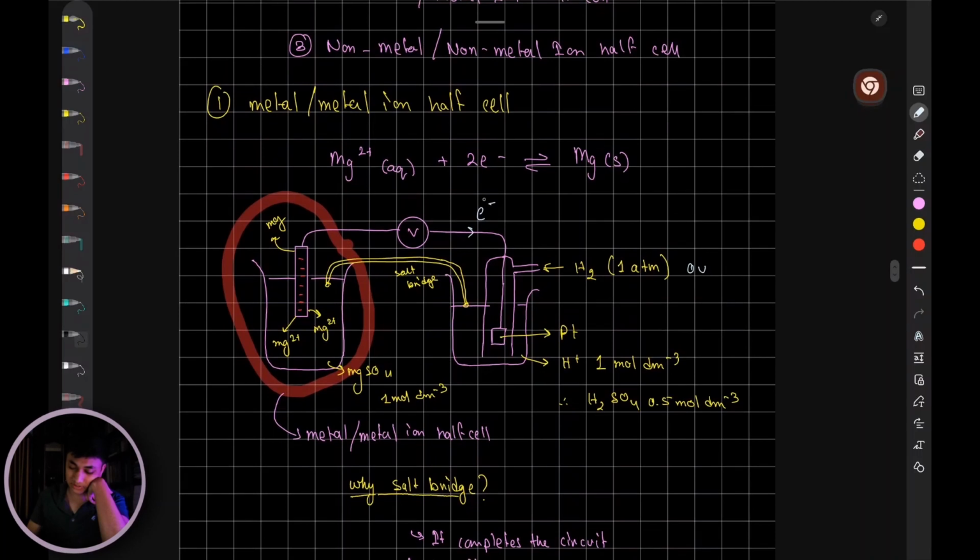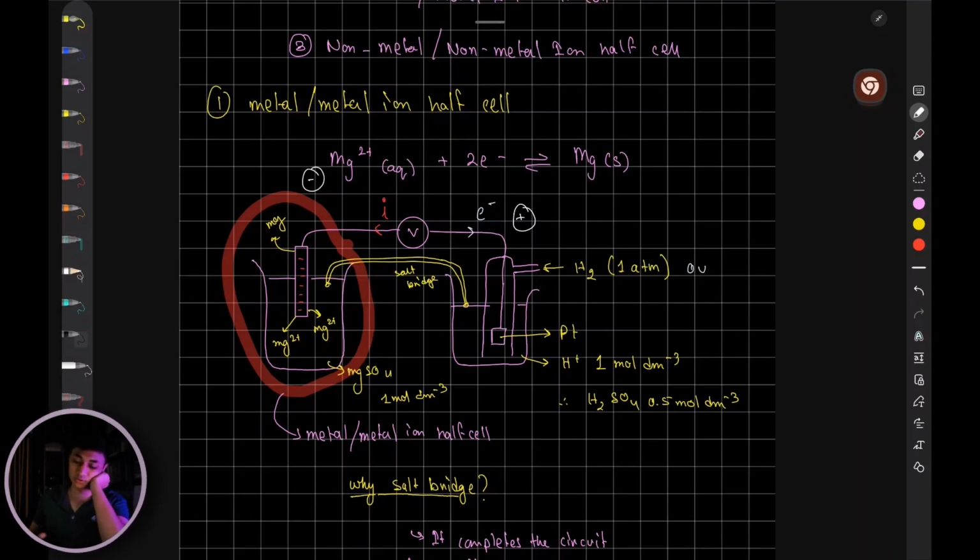Showing your current direction is also important, and often they'll mention whether you need to show the real current or the conventional current. The conventional current in this case is going to be in this direction, I, right? And they also ask you to denote which electrode is positively charged and which one is negatively charged. In this case, this has a more negative electrode potential, which is why it is going to be the negative terminal, and this is going to be the positive terminal.